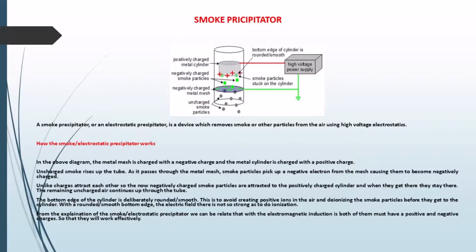The bottom edge of the cylinder is deliberately rounded smooth. This is to avoid creating positive ions in the air and deionizing smoke particles before they get to the cylinder. With a rounded, smooth bottom edge, the electric field there is not so strong as to cause ionization. From the explanation of the smoke electrostatic precipitator, we can relate it with electromagnetic induction in that both of them must have positive and negative charge, so they will work effectively.